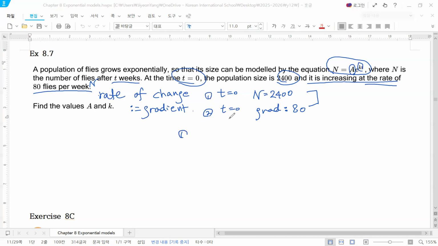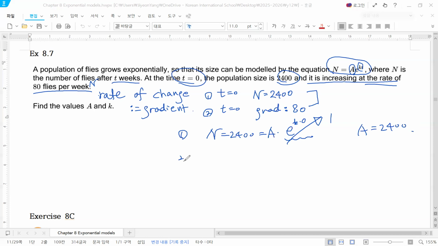From the first condition, please substitute t equals 0, then n, which is 2,400, equals a times e to the power of k times 0, right? What is e to the power of 0, students? 1. Therefore, the value of a is 2,400.